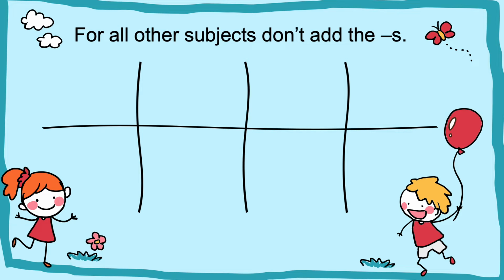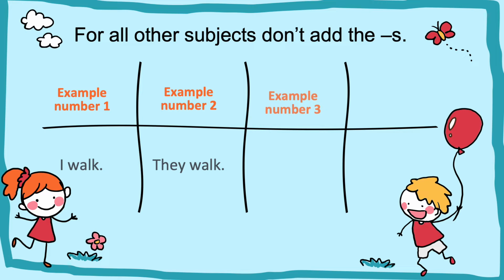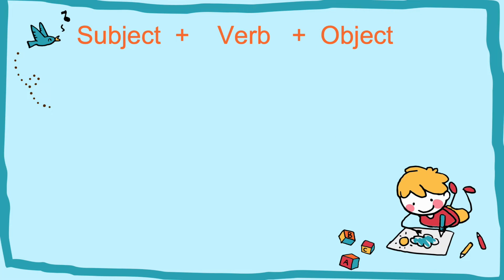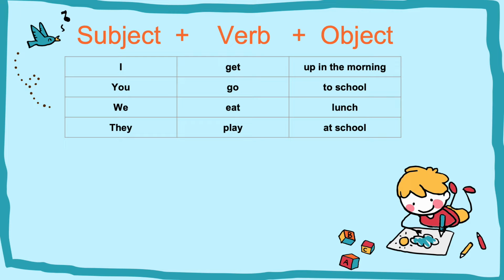For all the subjects that don't add the S, example, I walk. They walk. You walk. We walk. Now we are going to add the object again, subject plus verb plus object. Here, I get up in the morning. I is the subject, get is the verb, up in the morning is the object.